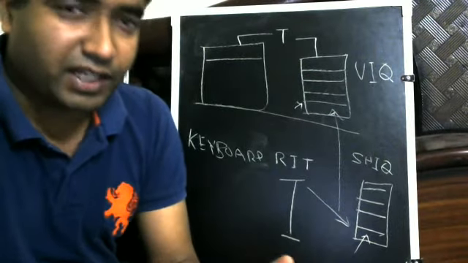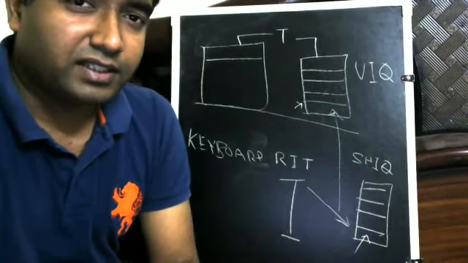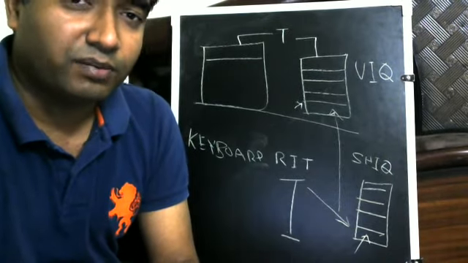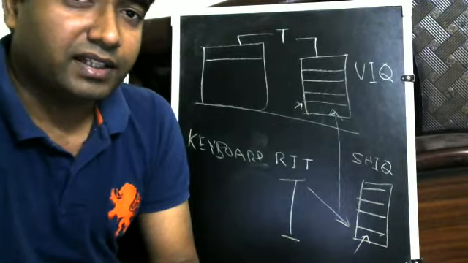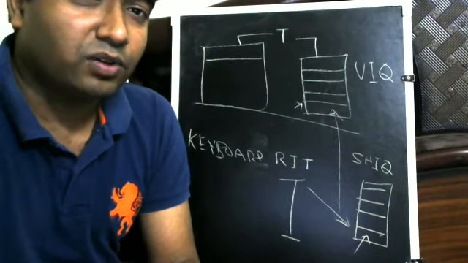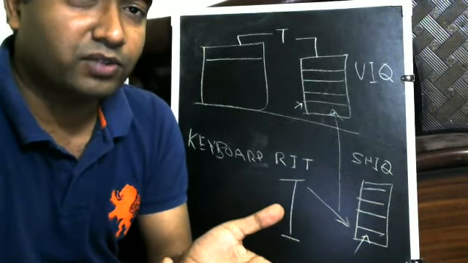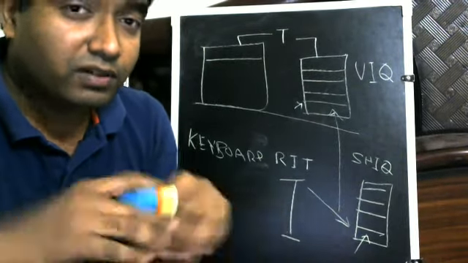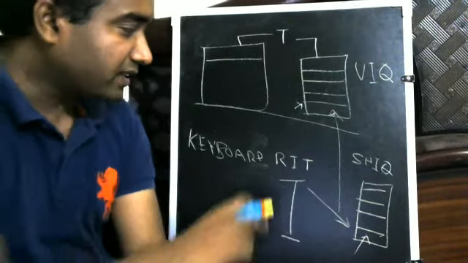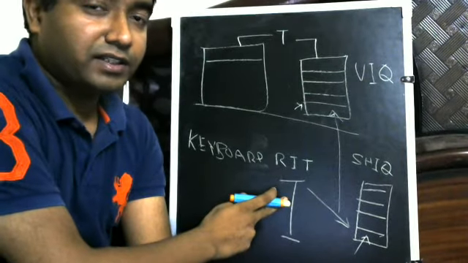Suppose you are running many applications. You have opened Winamp, Windows Media Player, everything, and all of a sudden you decide that you will write something in Notepad. You open Notepad, and as soon as you open it, you can see that Notepad comes to the foreground. So whatever window is in the foreground, that window gets connected to this raw input thread.